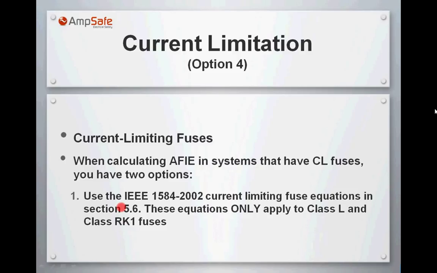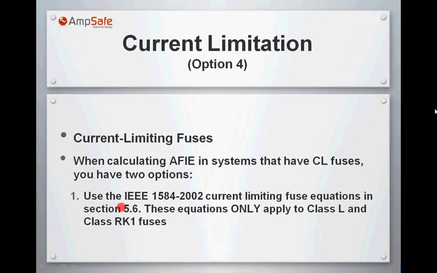So we're talking here about modern fuses, like the Bussmann RK5s and RK1s, FRSRs, and the better ones are the LPS RKs, which are the current limiting fuses, the yellow fuses from Bussmann, okay? So when you are calculating ArcFlash incident energies with current limiting fuses, you definitely have some options. In this case, two options.